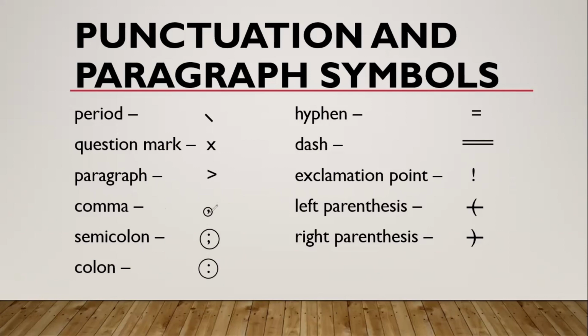sa shorthand. Itong comma, it is S or Z sound. Kapag di mo siya nilagyan ng circle, pwedeng mabasa mo siya as S or Z. Okay, so it is important to put a circle here sa comma. Dito naman sa hyphen, it is like equal sign. Okay, and sa dash, mas mahabang equal sign. Okay, sa exclamation point, kagaya lang din siya sa usual na symbol na nakikita natin.